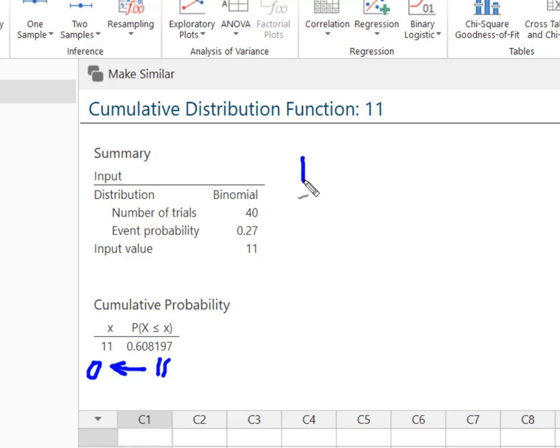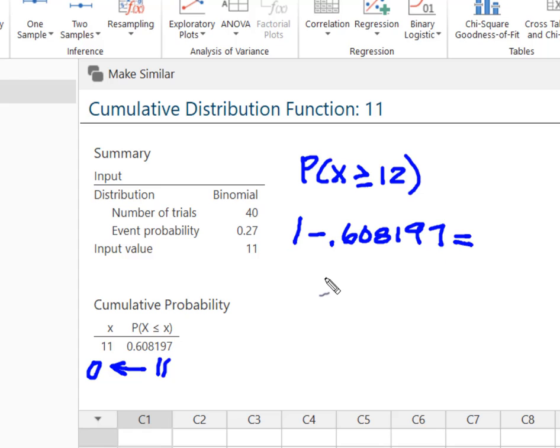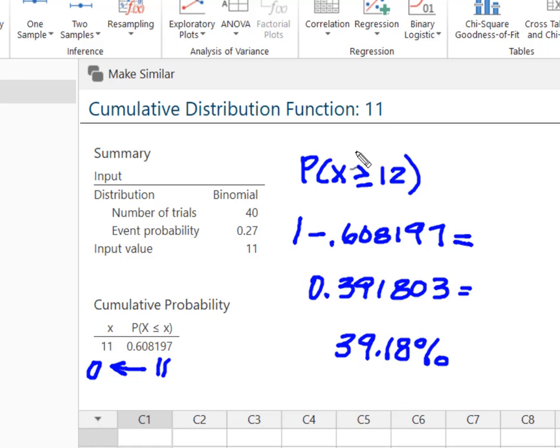Because I wanted the probability that X was greater than or equal to 12, I'm simply going to take 1 minus that 0.608197, and when I do that math, I end up with 0.391803, which I'm going to simplify to be 39.18%. And now I know that the probability of having 12 or more people who say they hate broccoli is 39.18%.